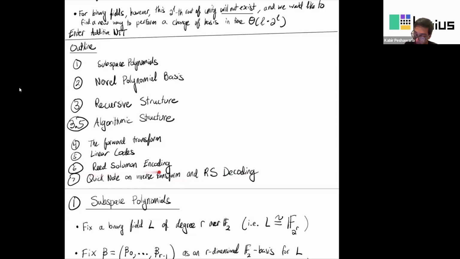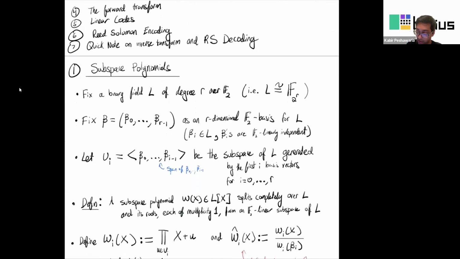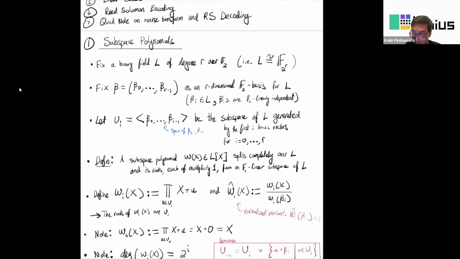The Reed-Solomon encoding section will tie together everything you've learned in these previous sections, and we'll show you how additive NTT is basically a sub-step in the Reed-Solomon encoding algorithm. I really do think it is important to learn section 5. It feels kind of out of place with the rest of these, but I'm throwing it in there because I want you to feel comfortable with the terminology behind linear error correcting codes. With that said, let's talk about section 1, subspace polynomials.